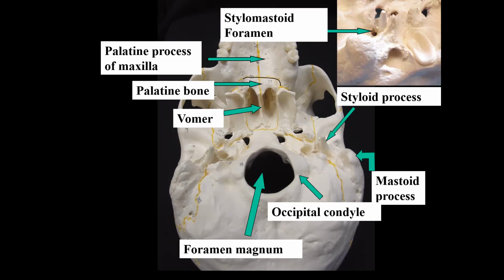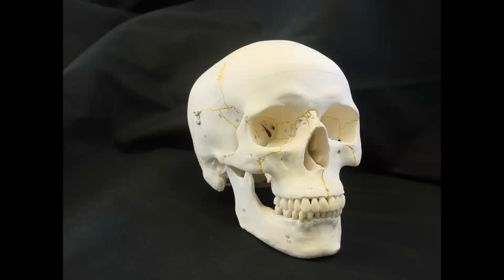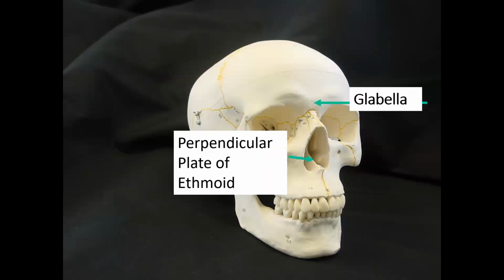And just at the base of the styloid process is another opening for a nerve called the stylomastoid foramen, because it's right next to the styloid process. Here we have in the front the ethmoid bone. This is the perpendicular portion of the ethmoid bone.